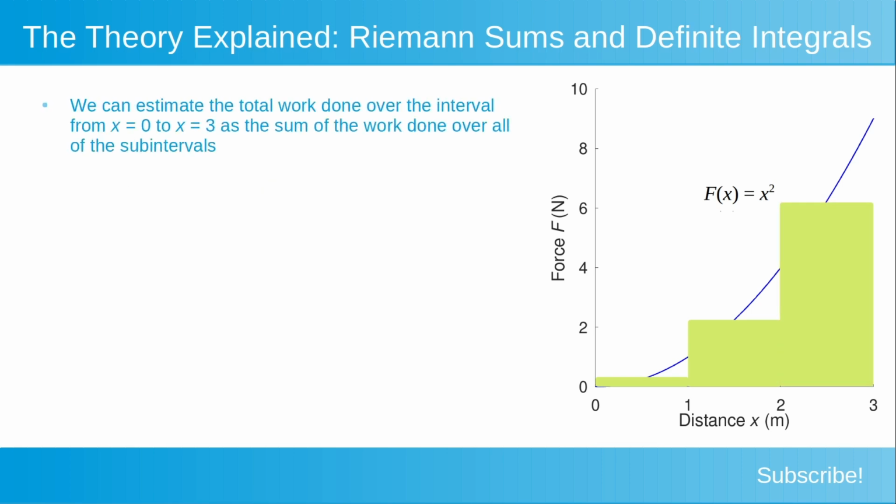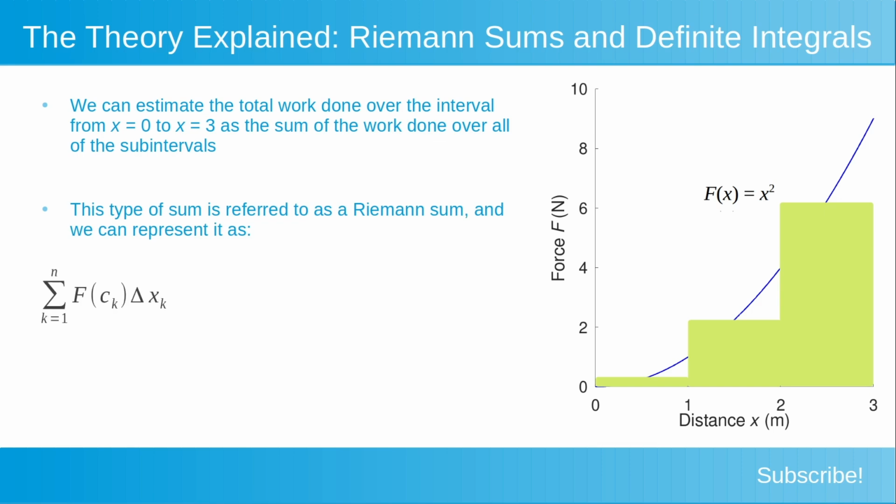We can estimate the total work done over the interval from x is equal to 0 to x is equal to 3 meters as the sum of the work done over all of the subintervals. This type of sum is referred to as a Riemann sum, and we can represent it as the sum from k is equal to 1 to k is equal to n of f of ck delta xk. This is a Riemann sum expressed using sigma notation.